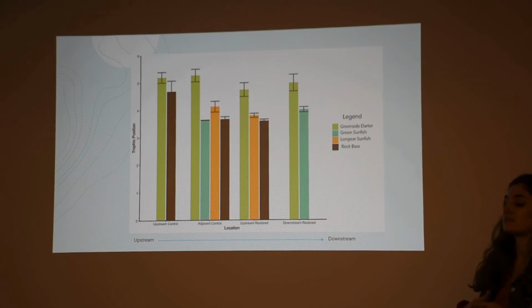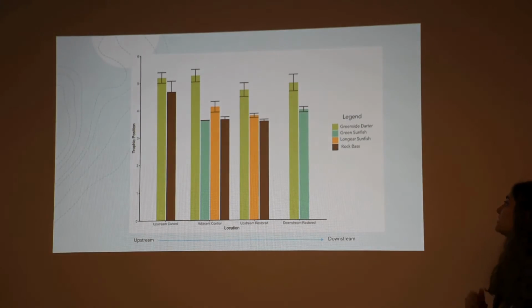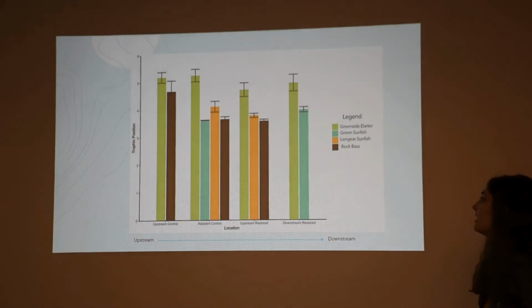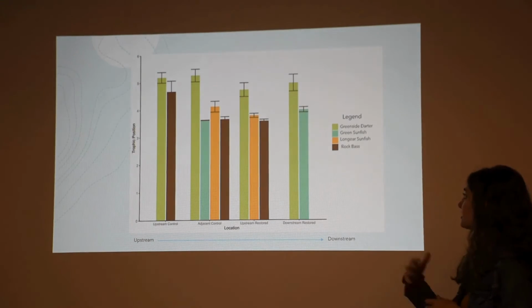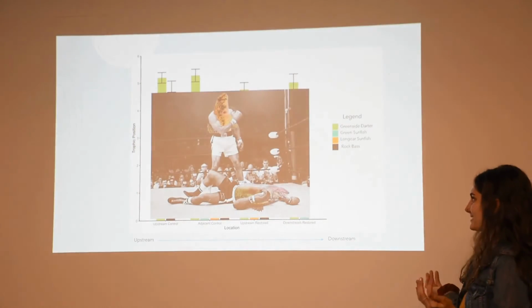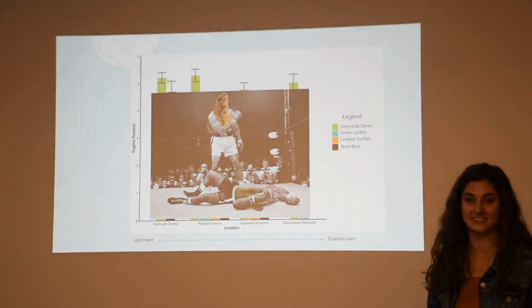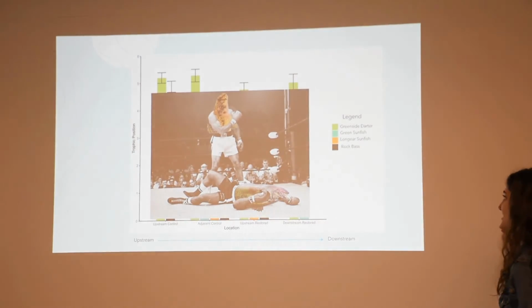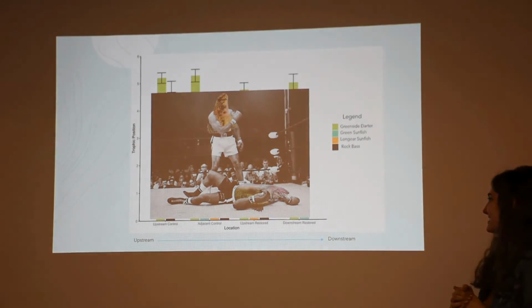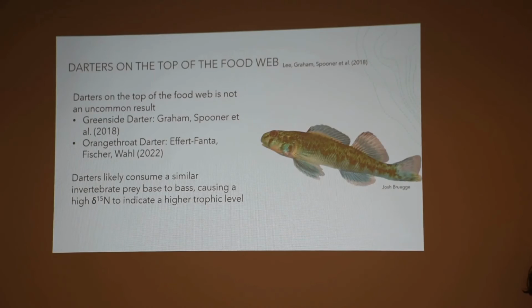From this, in this little preliminary study, we were able to get a lot of greenside darters, green sunfish, long-eared sunfish, and rock bass. And we actually found that greenside darters are on top. So you go to the next slide. It's a little surprising because these are actually really tiny fish that are beating out what you would normally consider to be the top dogs in most of these systems, like our sunfish and our bass.